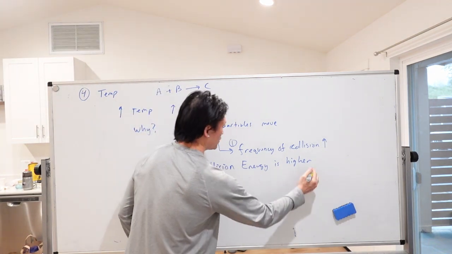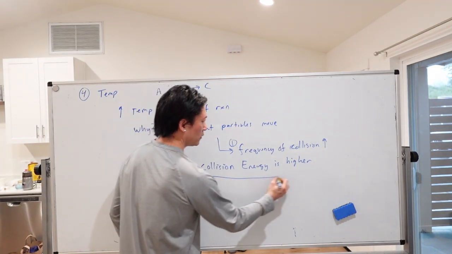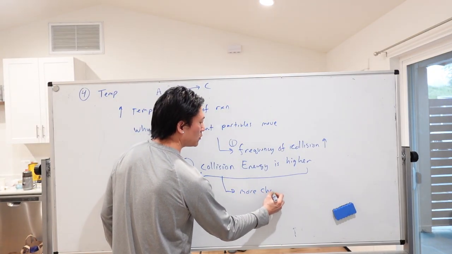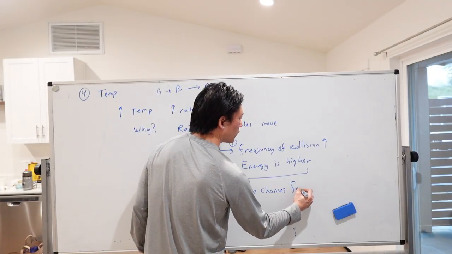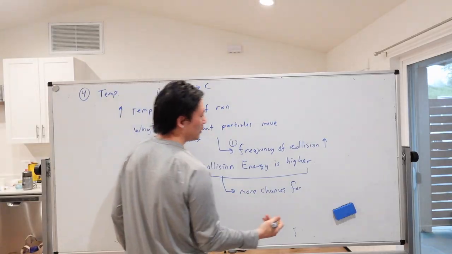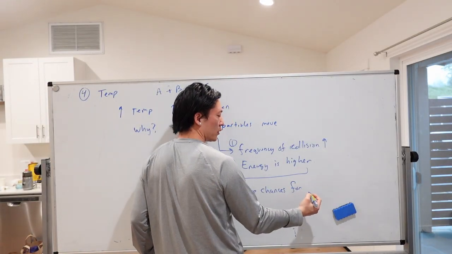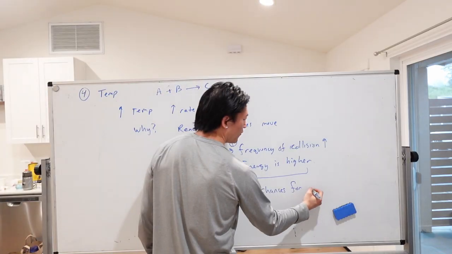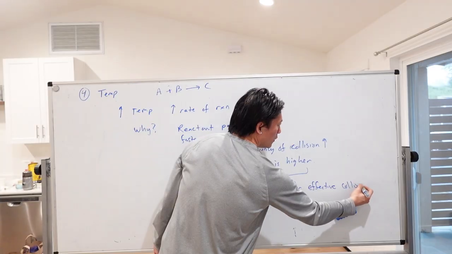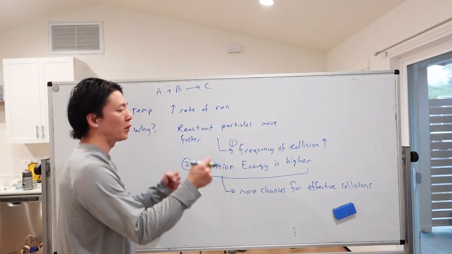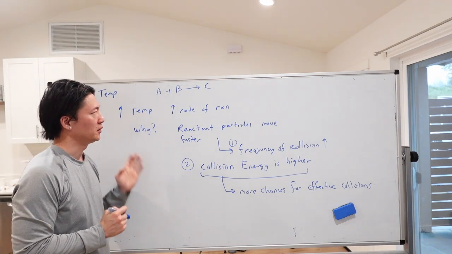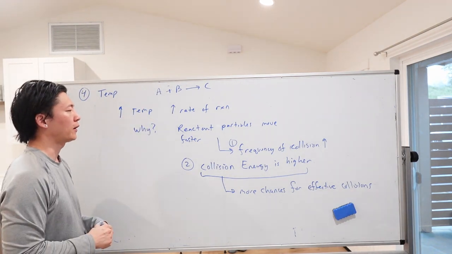Okay? So this here means more chances for effective collisions. Just means that it actually can become product particles. More chances for effective collisions. This is opposed to particles barely skimming off of each other and not having enough energy to be a C particle, okay?